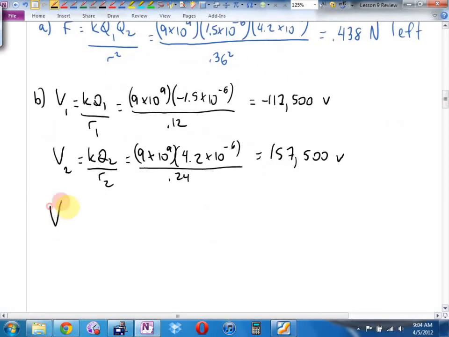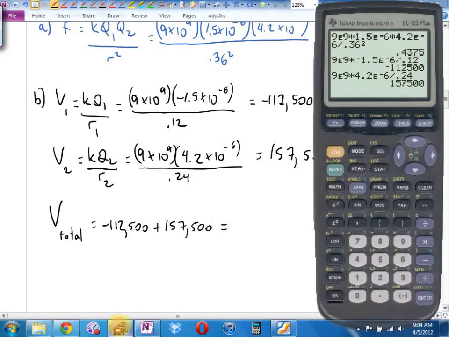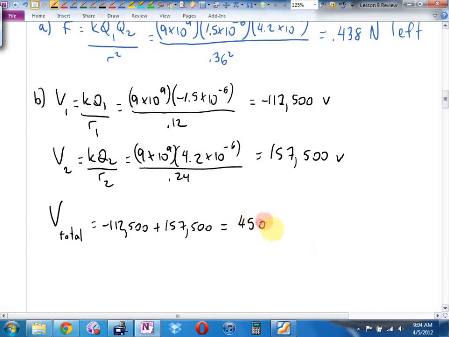So the total voltage is going to be negative 112,500 plus 157,500. And Trevor, can you see if we hadn't put the negative in here, we'd get an answer in the 200,000s, which is way too big, instead of what the actual answer is, which is the net voltage right there, 45,000 volts. Keep doing a lowercase v for voltage. It's an uppercase V for voltage.